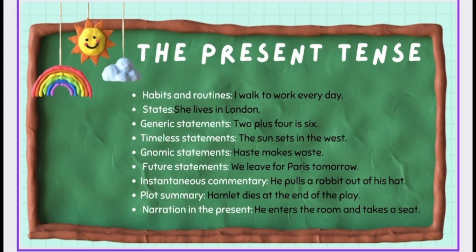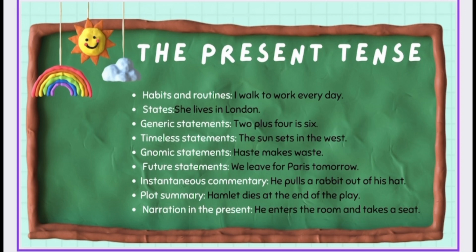States: the present tense is used to talk about states or conditions that are true now. She lives in London. Generic statements: the present tense is used to make general statements about the world. Two plus four is six. Timeless statements: the present tense is used to talk about things that are always true, regardless of time. The sun sets in the west.